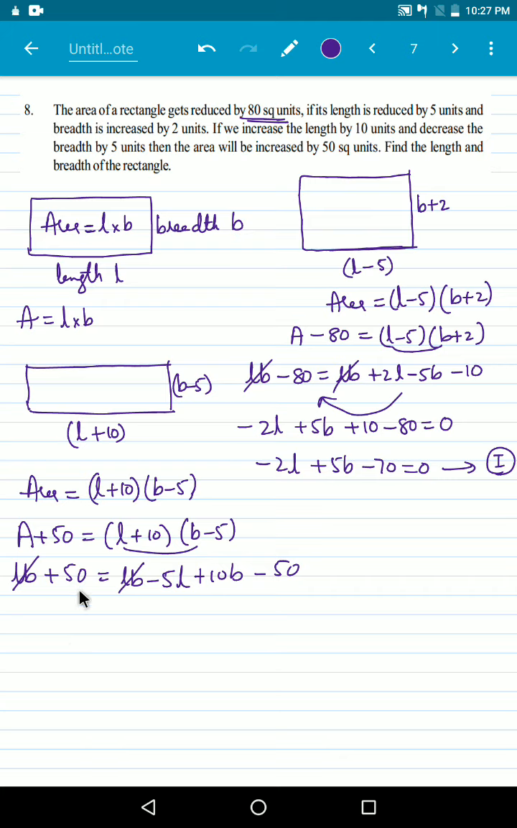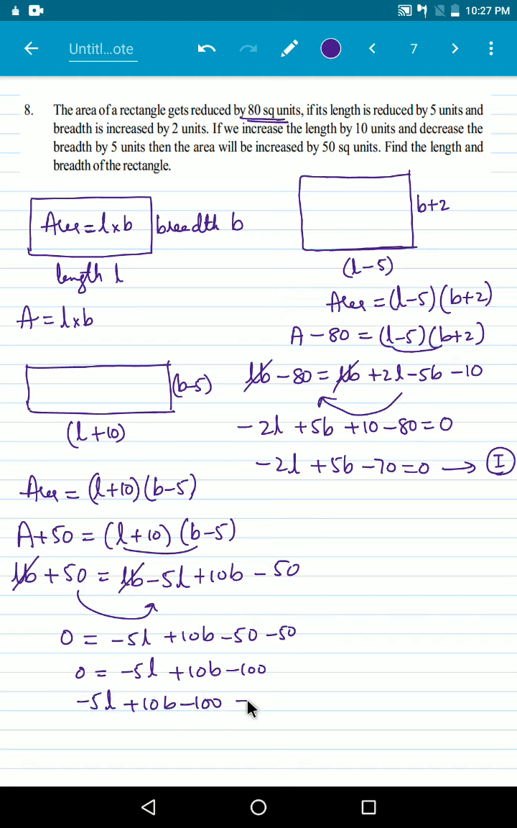Okay. If we send this 50 on the other side, what do we get? We have 0 is equal to minus 5L plus 10B, and this plus 50 goes on the other side, becomes minus 50, and we have one more minus 50 here. So this will become minus 5L plus 10B minus 100. Or we can write this as minus 5L plus 10B minus 100 is equal to 0. So this is our second equation.